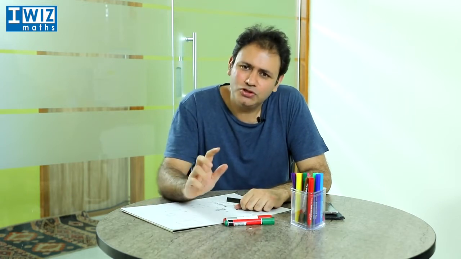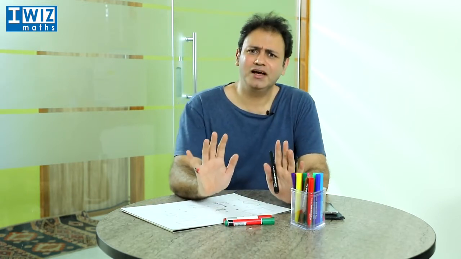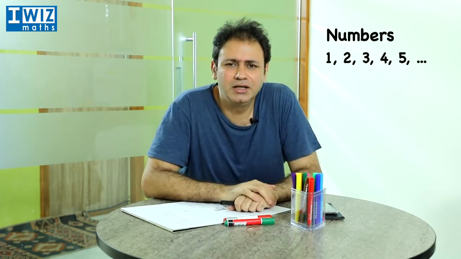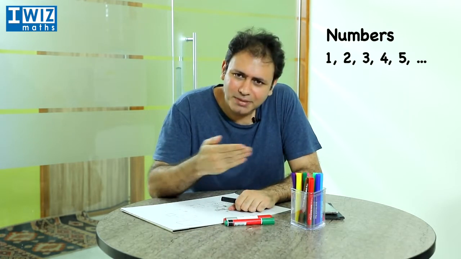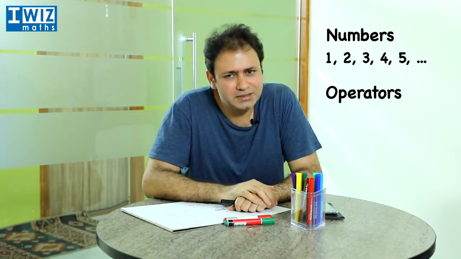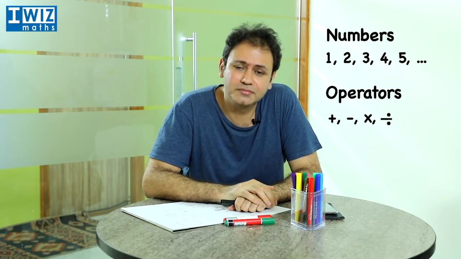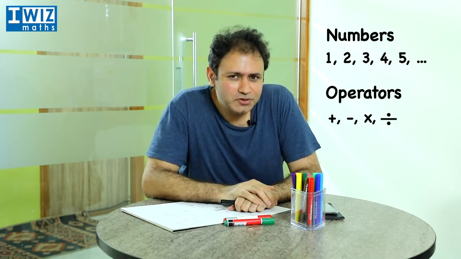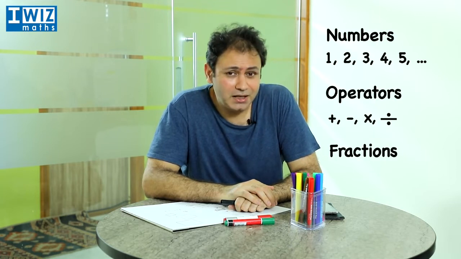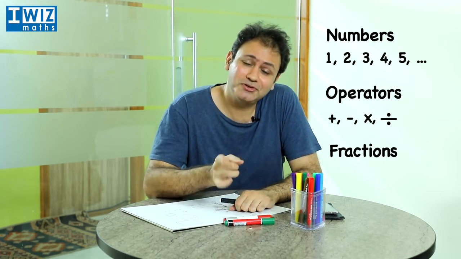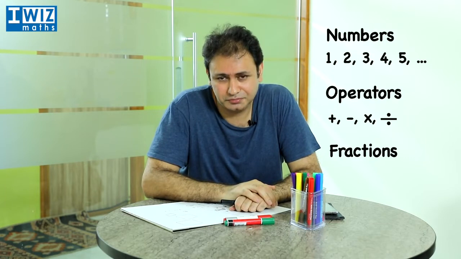Let's assume that concept number 1 was numbers. And let's assume I'm very comfortable with numbers: 1, 2, 3, 4, 5, perfect. And let's assume concept number 2 is some basic math operators: plus, minus, multiplication, division. And concept number 3 is fractions. Yeah? And in particular, one is dealing with the subtraction of fractions.